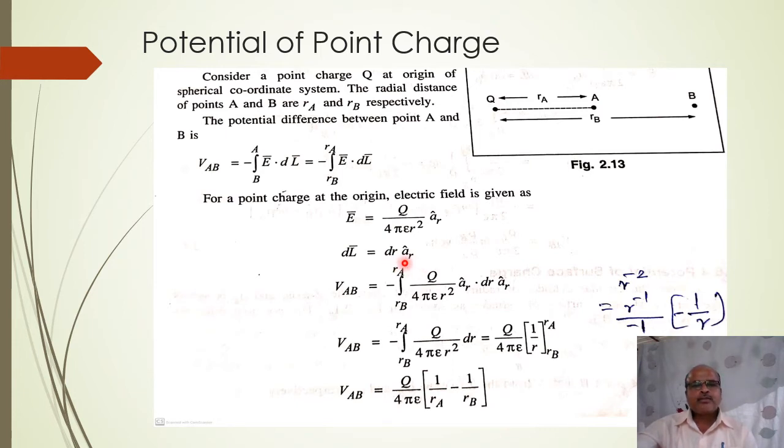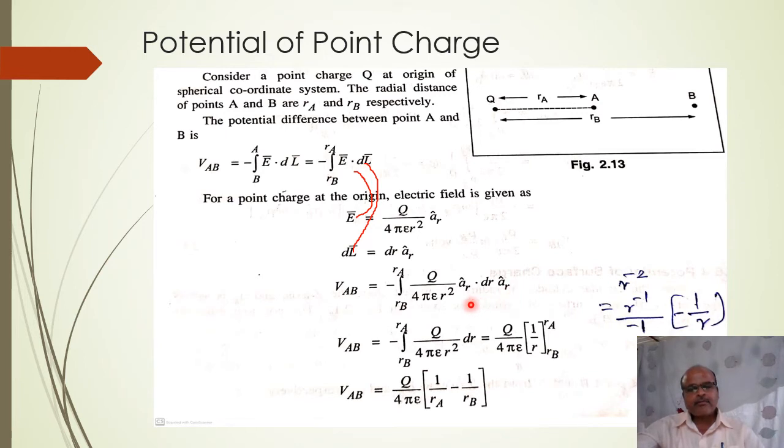So put all these values in this equation, put the value of E bar. So what is the value of E bar? Put this E value and this dL value in that integral, then we will observe that we will get phi AB is equal to minus integral from RB to RA of Q upon 4 pi epsilon R square aR cap dot dR aR cap.